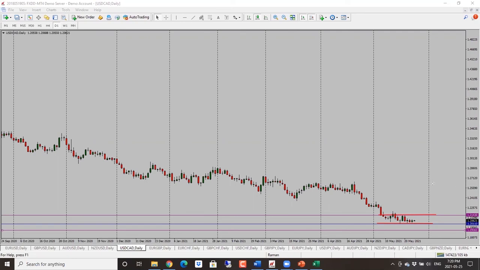So right now I am looking for price to try breaking the support once again. If it does manage to go through, then we will look for the next leg lower. So neutral to slightly bearish bias here for dollar CAD. If it breaks through the support, next target is 1.1920.